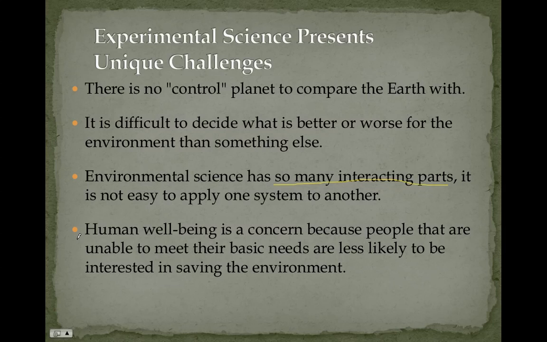Human well-being is a concern because people that are unable to meet their basic needs are less likely to be interested in saving the environment. Scientists have actually gone out to certain groups of people and talked to them about a forested area or something. And the response from people that are in poverty is, how can I be concerned about saving the environment when I can hardly feed my children? And so this is something that makes things quite complex, and it's a challenge that is not easily overcome. This is something that maybe social scientists can help us with, and education can help us with, because by saving the environment and the concern for the environment, people that are poor and don't have their basic needs can actually start to gain their basic needs by saving the environment.